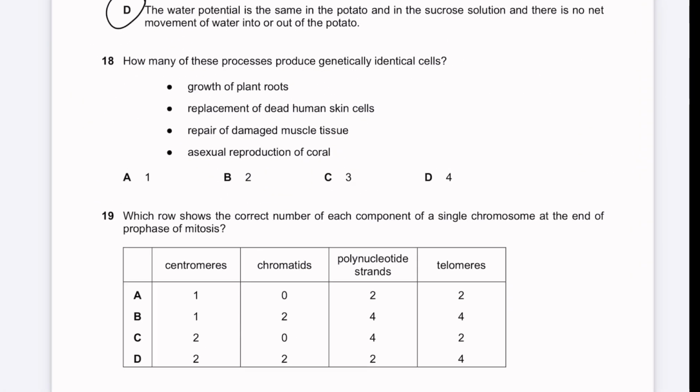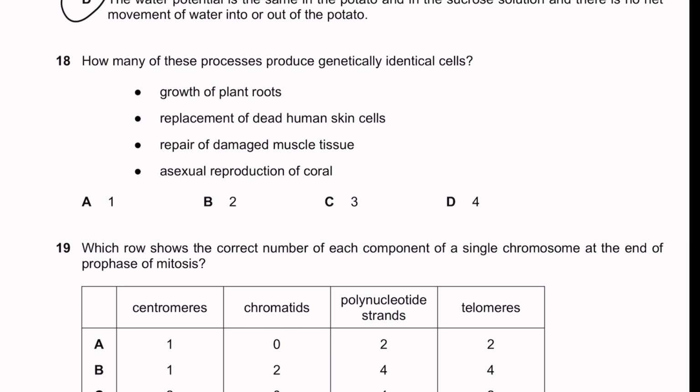And so 18. How many of these processes could produce genetically identical cells?